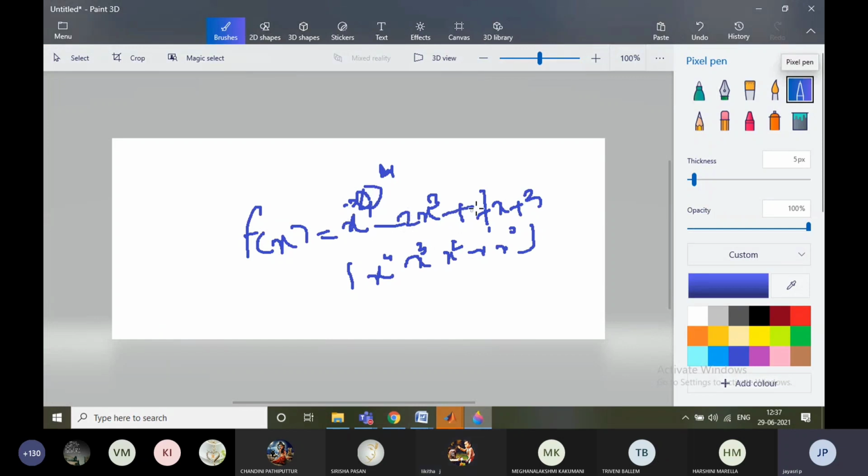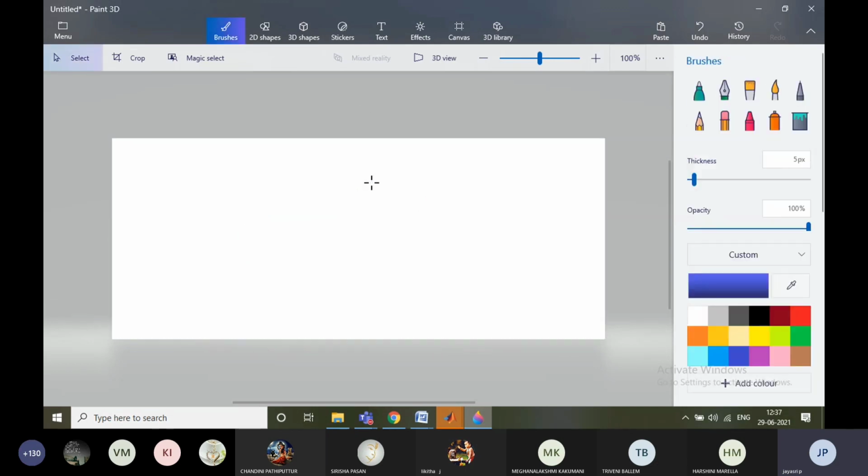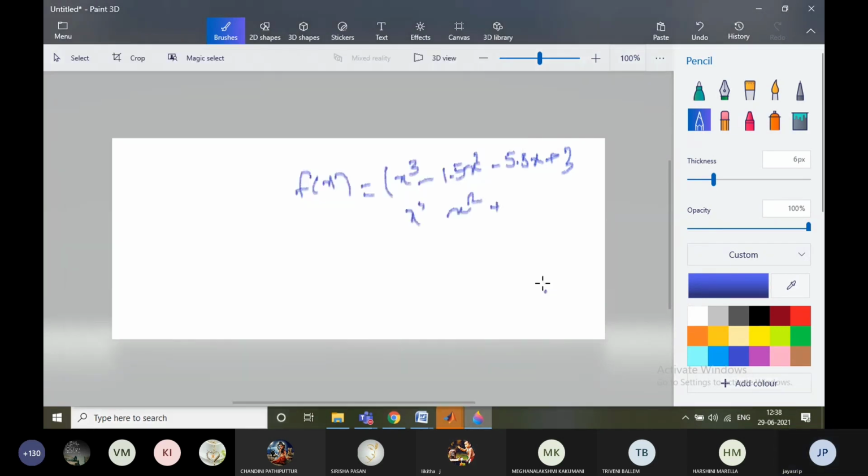Here I wrote x power 4 minus 2x cube plus 2x plus 3, so you can write it by seeing the vector of coefficients. If you wanted to represent that in the form of a coefficient vector, then definitely you need to first follow the finding of the coefficients. So the real expression is x cube minus 1.5 x square minus 5.5 x plus 3. Now you can see here the order x power 3, x power 2, x power 1, and this will continue as the equation.